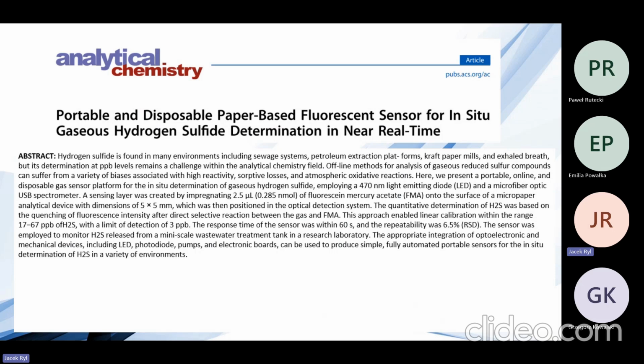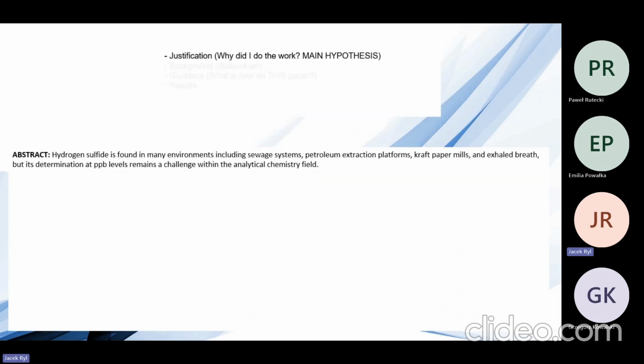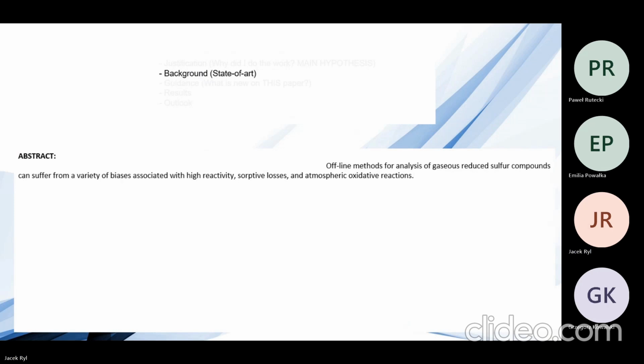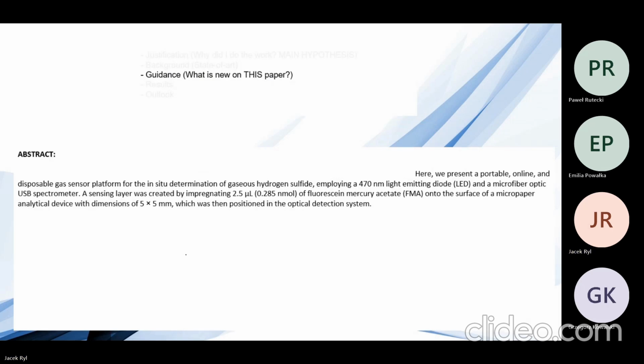I will show you how we can identify the different parts of the abstract here. So justification is the first comment that I have just read. Background: offline methods for analysis of gaseous reduced sulfur compounds can suffer from a variety of biases associated with high reactivity, sorption losses, and atmospheric oxidative reactions.